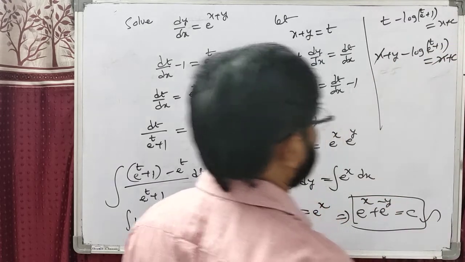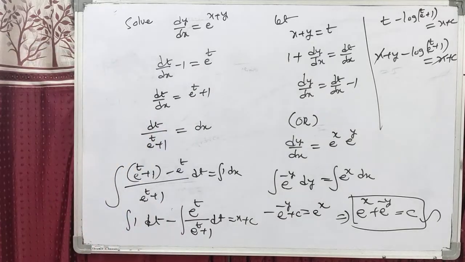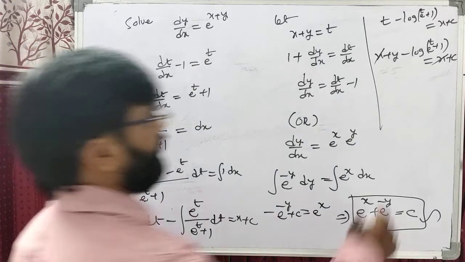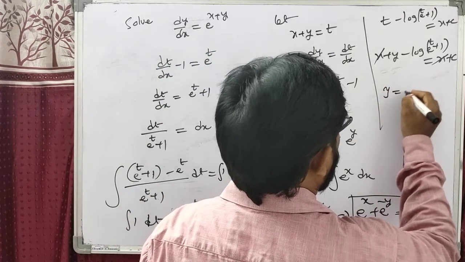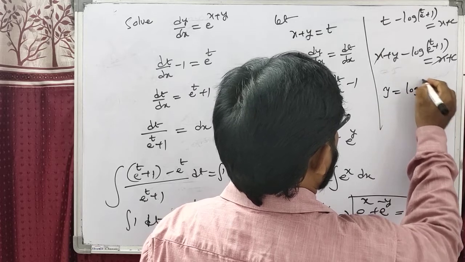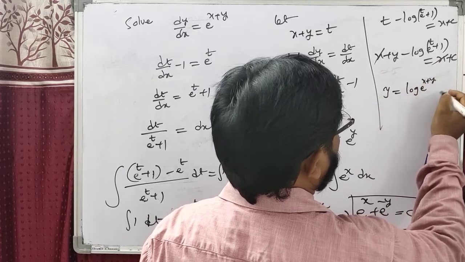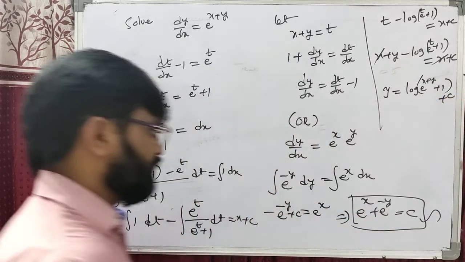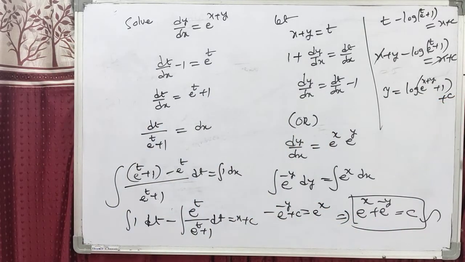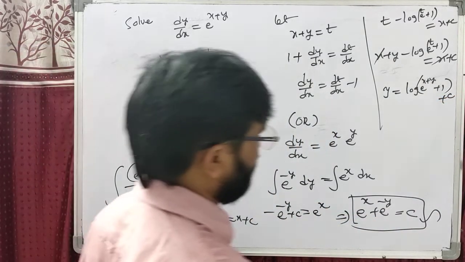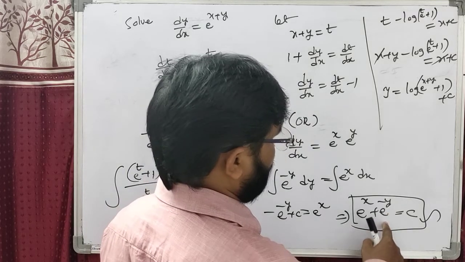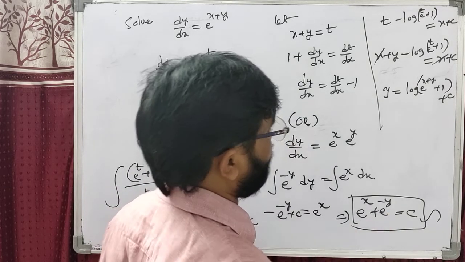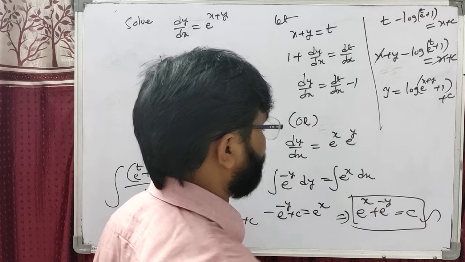x cancels. Okay students, x cancels. We also get y equal to log(e^(x+y) + 1) + c. This is also one of the answers, students. How to get this one? You can write 1/e^y after LCM.